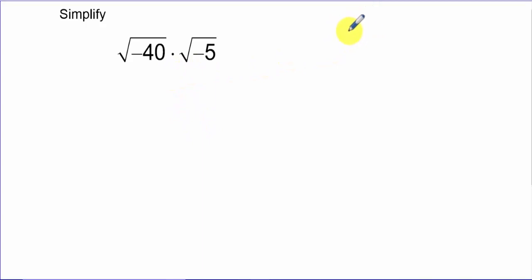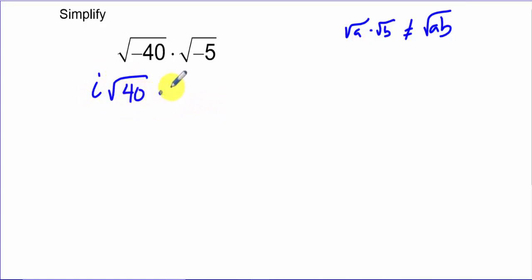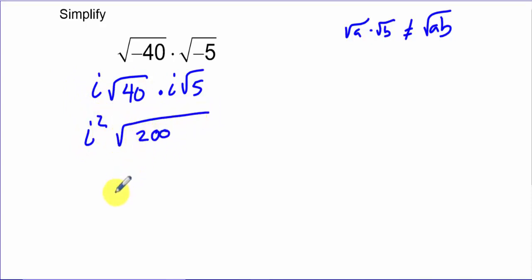Same idea here. We just talked about how the square root of a times the square root of b isn't equal to the square root of ab. So what we're going to do is make each of these a complex number by throwing that i out there. And then we can say, well, hey, I've got two i's sitting right there and I'm multiplying, so that's i squared, and this is the square root of 200. i squared we know is negative 1. Square root of 200 breaks down into 10 root 2. So this is negative 10 root 2.